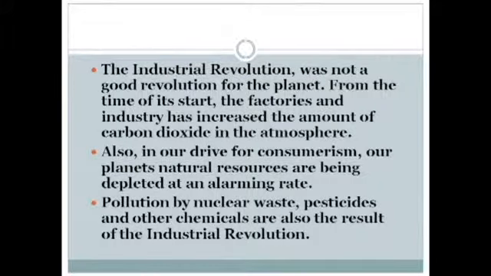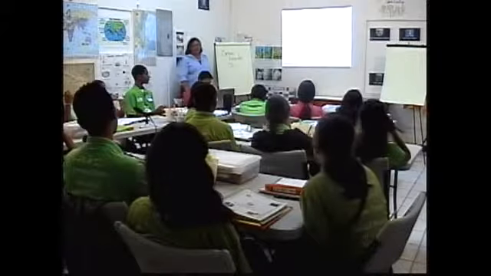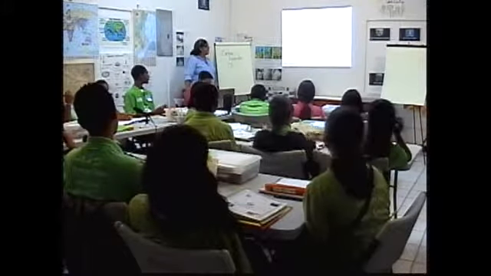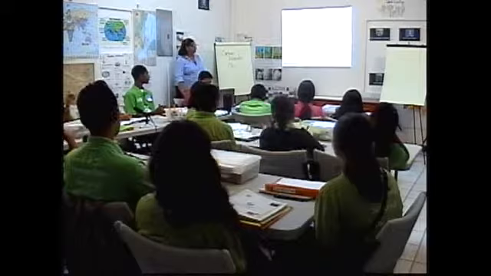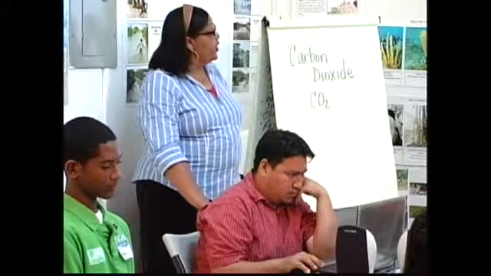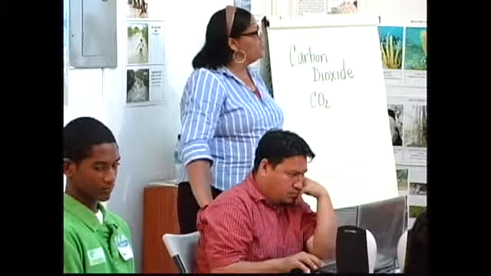In our drive for consumerism, our planet's natural resources are being depleted at an alarming rate. Pollution by nuclear waste, pesticides, and other chemicals are also the result of the Industrial Revolution. So along with that progress and what we knew as a good life, the beginning of a good, rich life for many people, there came pollution and all the other things. And there came the ozone layer's hole.